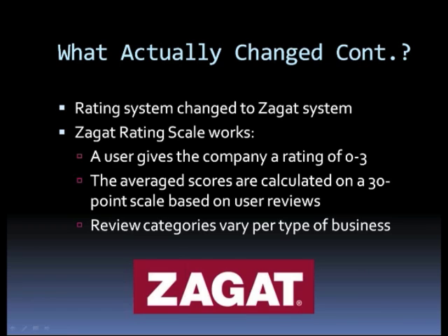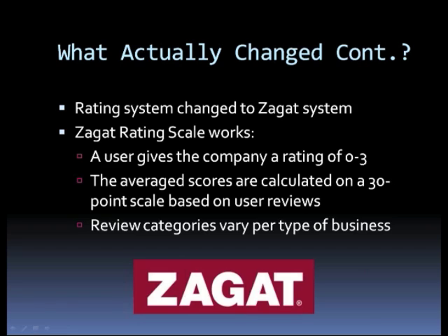Now, the main Zagat score is out of 30, and that's for the overall business score. The way those are calculated is every review score is multiplied by 10, and then all of those are added and then divided by the number of reviewers, and then you get your main overall business score out of a 30-point system. Now, what do these points mean?